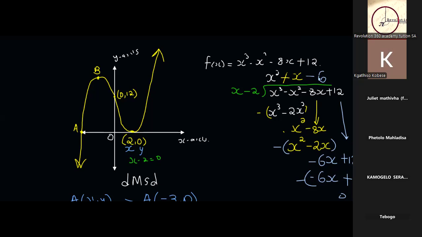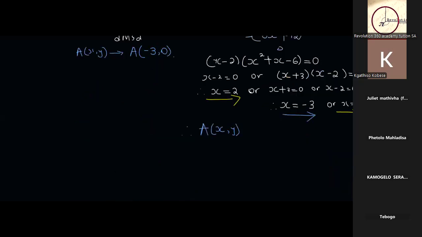Now let's differentiate that. Remember they give us this equation. So f of x equals x cubed minus x squared minus 8x plus 12.